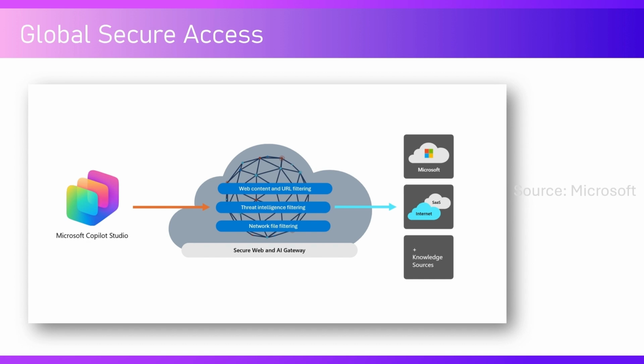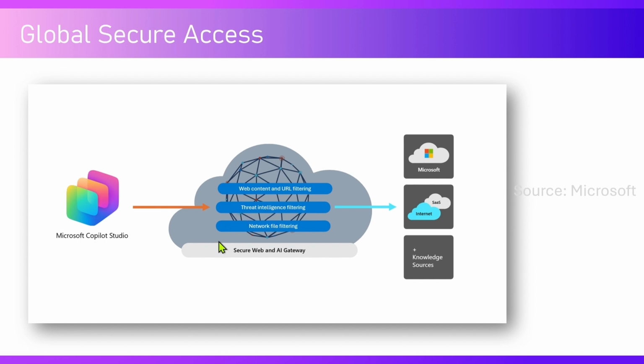Now, this is how a basic schematic diagram looks from a Microsoft Copilot Studio perspective. Microsoft Copilot Studio is interacting with different Microsoft services, SaaS internet-based services, plus knowledge sources. So, what happens in between? We have a layer, a secure web and AI gateway, which provides various features or services. As of now, it provides web content and URL filtering, threat intelligence filtering, and network file filtering.